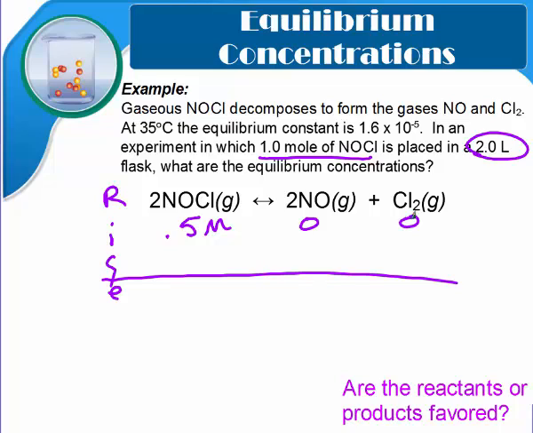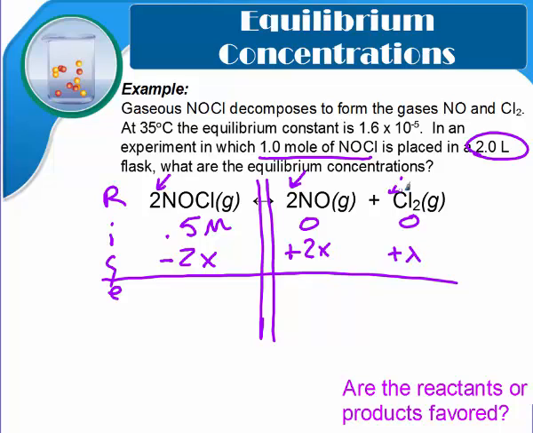For our change, since NaOCl is a reactant, it should be going down by 2 times some amount. We put the 2 because of that coefficient. X because we don't know how much it's going down. On the product side, our product should be going up, so those are going to be plus. Again, we have a 2 in front of NO, so that should be plus 2x. And chlorine's going up by some amount, but only a 1.